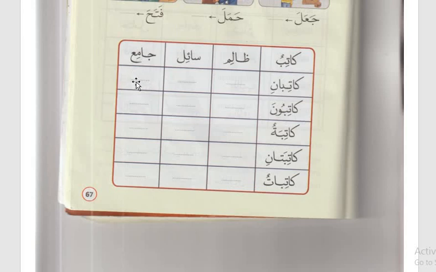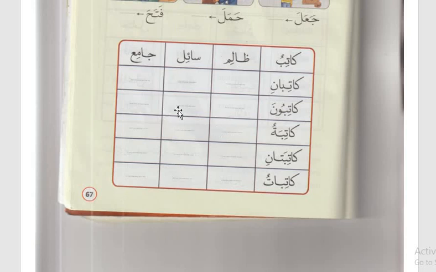Okay, so كاتب جامع. كاتبان, yes, what do we write here? جامعان. كاتبون becomes here جامعون. كاتبة جامعة. كاتبتان جامعتان. كاتبات جامعات.